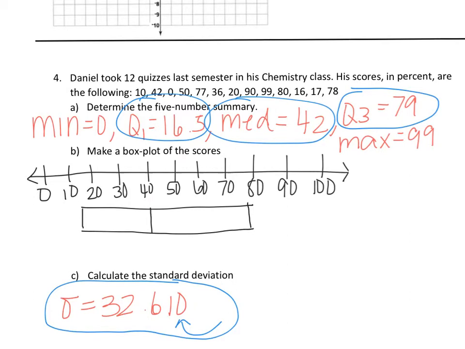Okay, if you want your box and whisker plot to be super accurate, then you should label that 16.5, 42, and 79. Lastly, for your whiskers, you're looking at your minimum and your maximum. So at 0, I'm going to put a big dot right here and connect it to the box. And then at 99, which is close to 100, I'm going to make another dot, and that would be my other whisker. And that's your box and whisker plot.